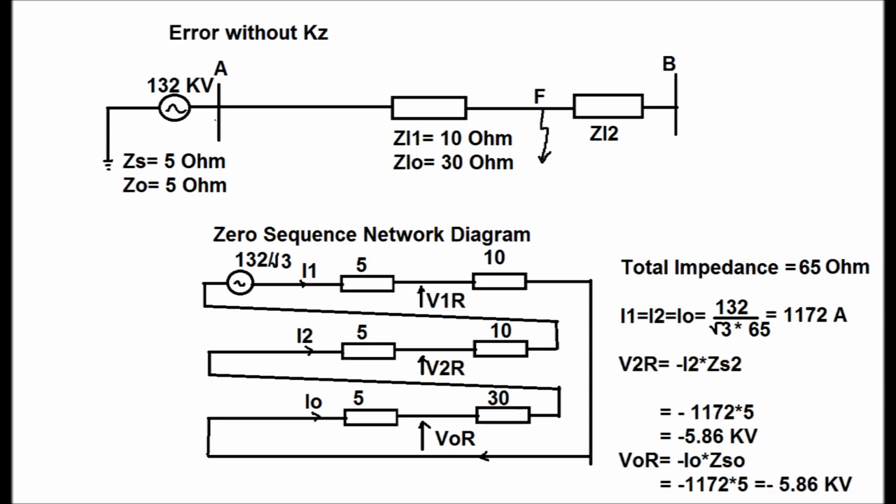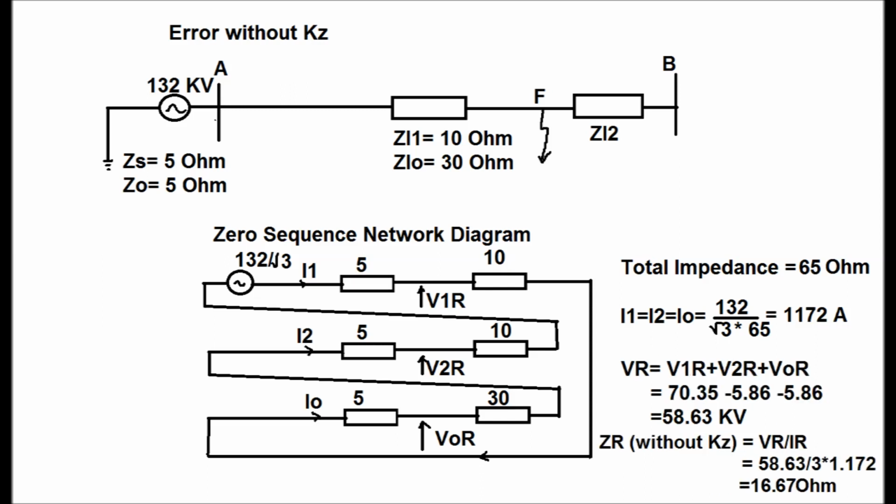Now V2R, that is the negative sequence voltage sensed by the relay, is equal to minus I2 into ZS2, which is equal to minus 1172 into 5, equal to minus 5.86 kV. Now V0R, that is the zero sequence voltage sensed by the relay, is equal to minus I0 into ZS0, which is equal to minus 1172 into 5, that is equal to minus 5.86 kV.